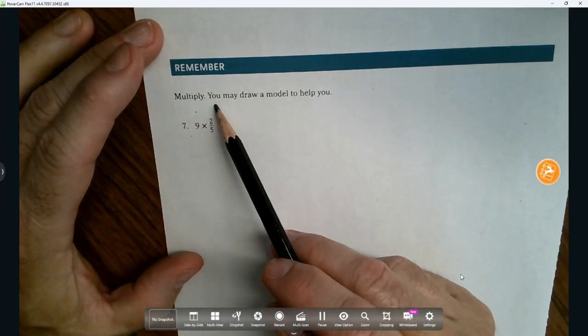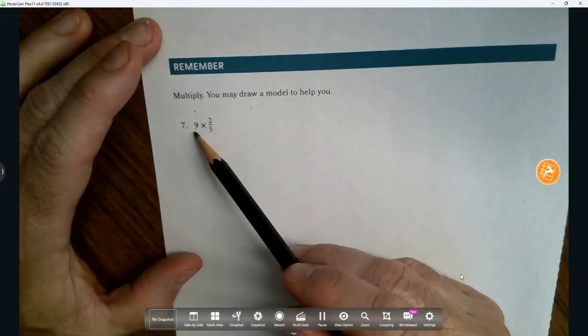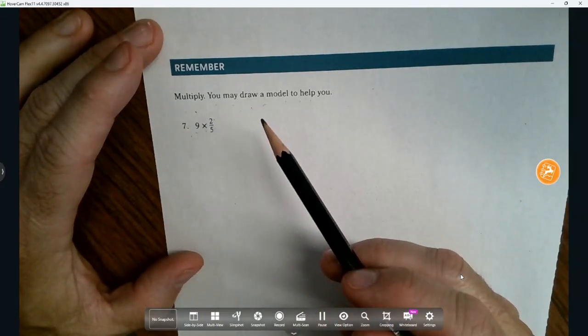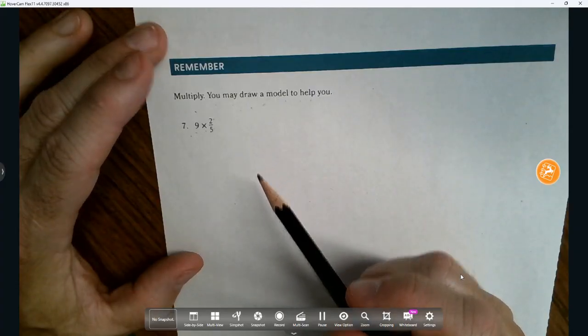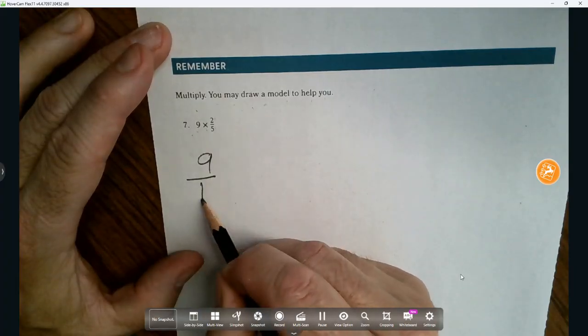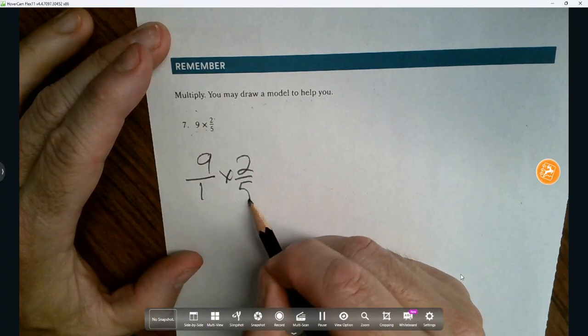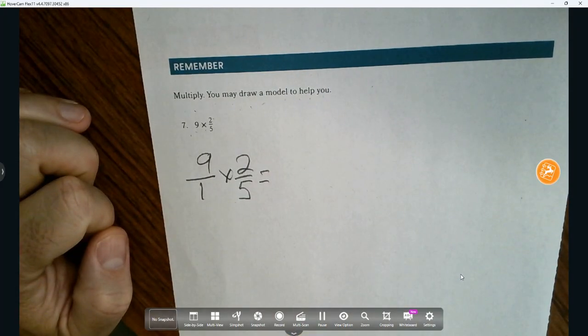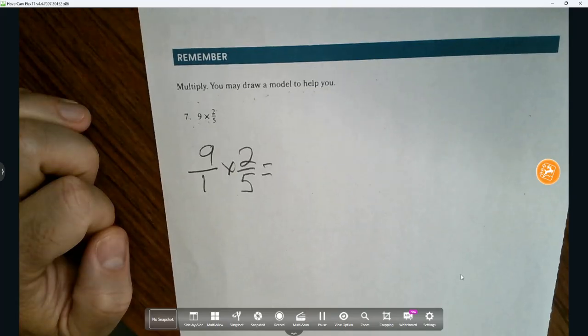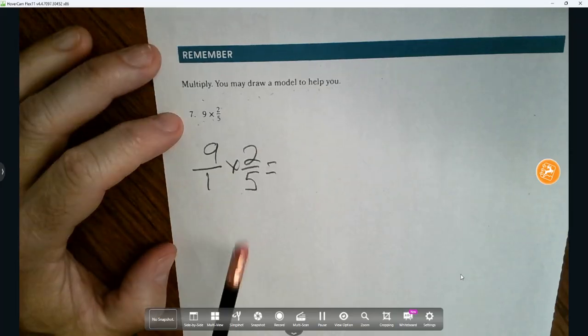It says multiply. You may draw an area model to help you. So 9 times 2/5. All right. When you do this, you need to think of this in a way that doesn't really make sense. You need to think of it like this. Multiply straight across, call it a day. Don't think about it anymore. Don't make it any harder. Multiply straight across. Okay, you can do an area model. I don't see how an area model is going to help a lot on this one. I think this would be the easiest way for us to do it. So try it this way.